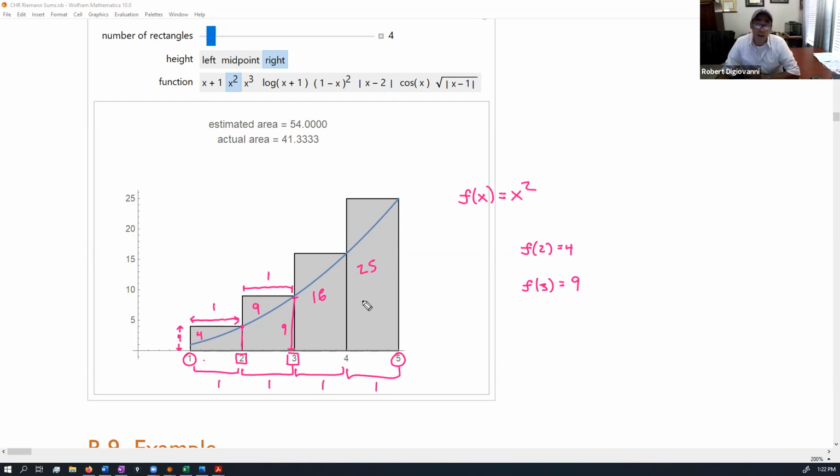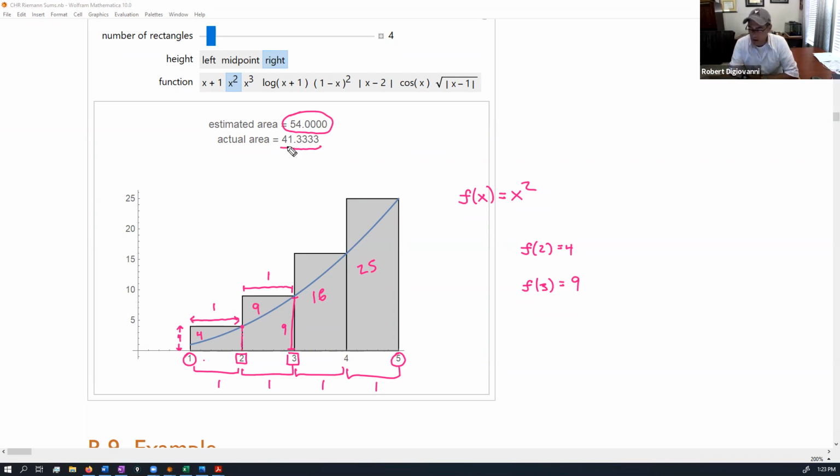So the estimated area is all of these rectangles added up: 25 plus 16 plus 9 plus 4. If you add that up, you get 54. Now, the true area, which I have the computer calculate for me, is 41.3. We're off by quite a bit, aren't we? We have overestimated the area.